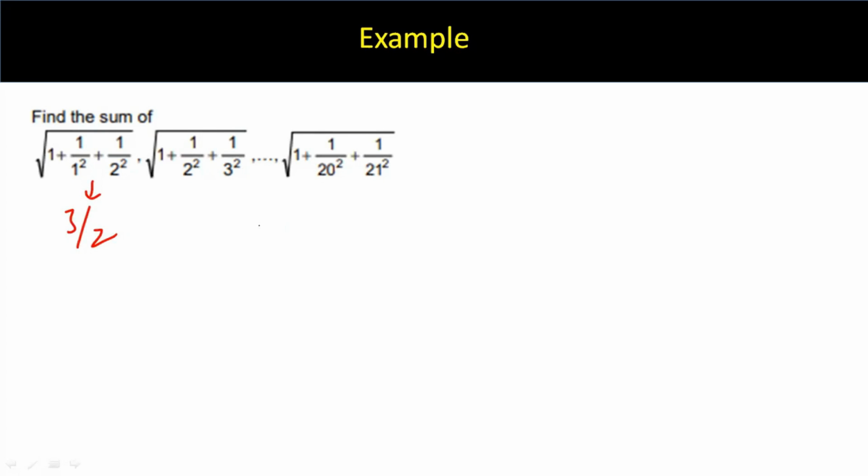That is 7 by 6. Okay. So we can see that 3 by 2 is nothing but 2 minus 1 by 2. And if we add those, 3 by 2 plus 7 by 6, we can see it will come up as 3 minus 1 by 3. So the pattern will continue and the answer will be 21 minus 1 by 21.